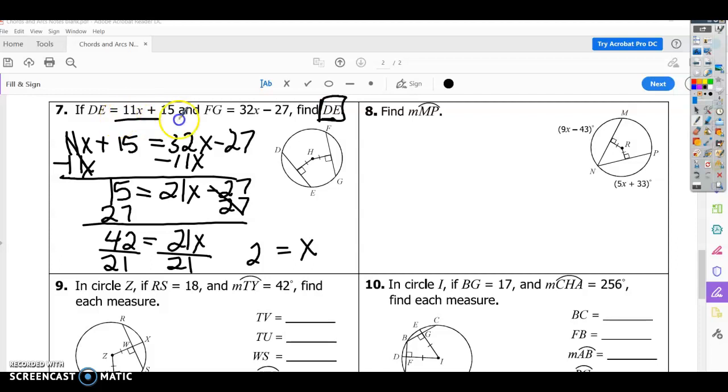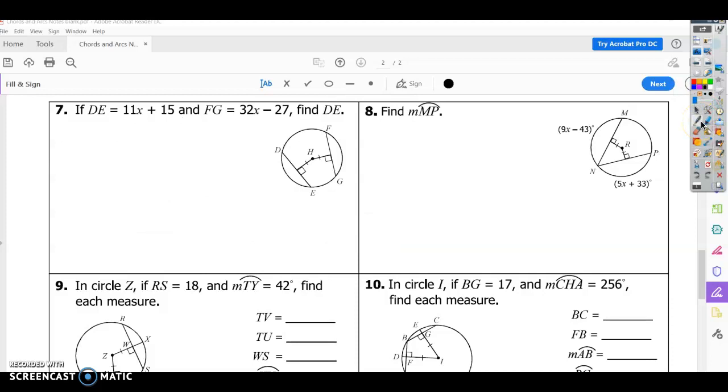So DE is 11x plus 15. So we're going to say 11, x is 2, plus 15. So we've got 22 plus 15. 22 plus 15 is 37. So DE equals 37. And that's our answer.